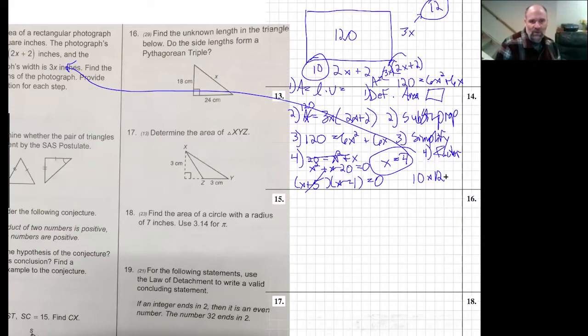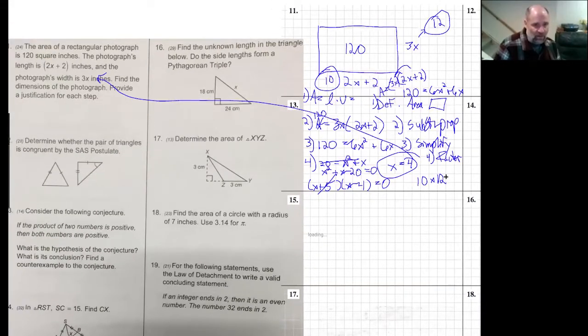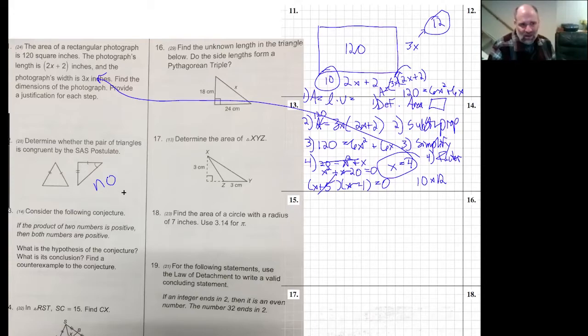All right, number 14 is determine whether the pair of angles is congruent by the SAS postulate. Well, SAS means that two sides are congruent and the included angle, or the angle in between the two sides, is congruent. So that doesn't tell us that. Just because this side is congruent to this side and this side is congruent to that side, it doesn't say that the angle is included. So this doesn't work, so you just say no.